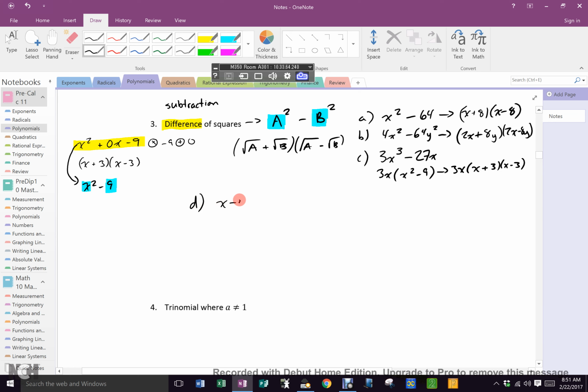(x minus 4) squared minus (x plus 7) squared. I'll let you think about it for a moment. Talk to your neighbor if you need to. I've given you one strategy that would help you solve that.